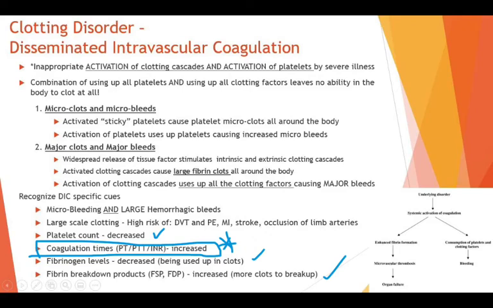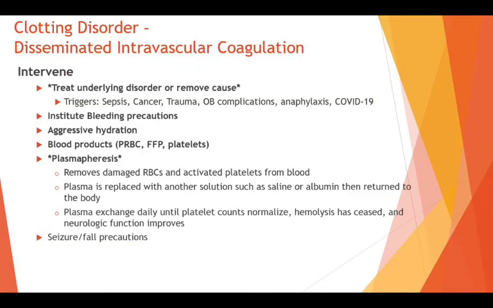So TTP and HIT are pretty serious, but there can be a milder form that maybe we don't need to do plasmapheresis with. Maybe we'll just get rid of the underlying cause and monitor it. If they have worsening conditions, plasmapheresis. But in DIC, it's already a worsening condition, and plasmapheresis is indicated for DIC right off the bat, whereas plasmapheresis is only for worsening conditions of TTP and HIT.